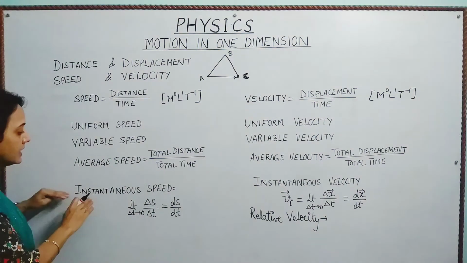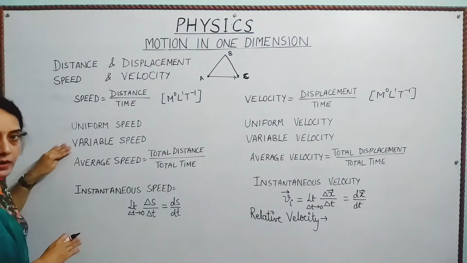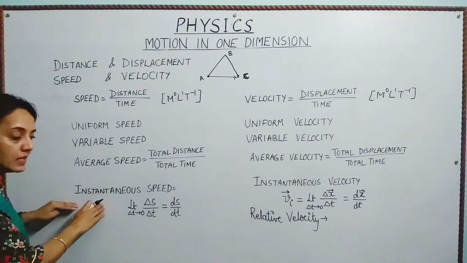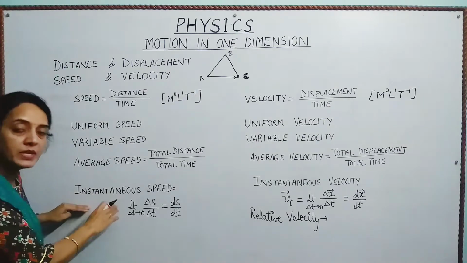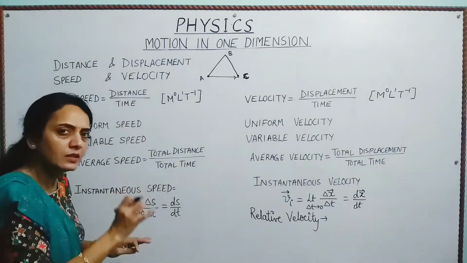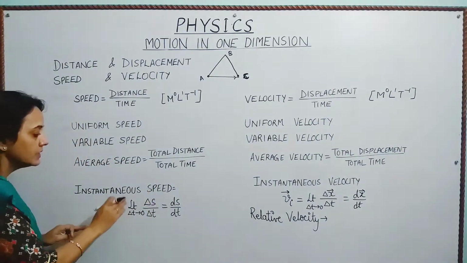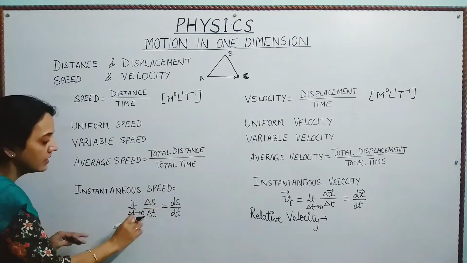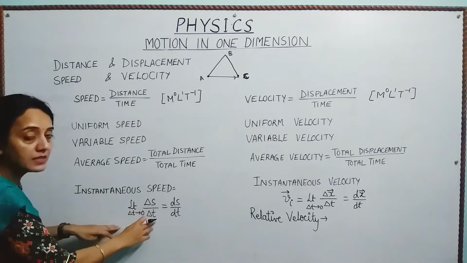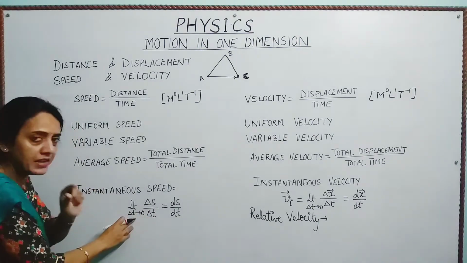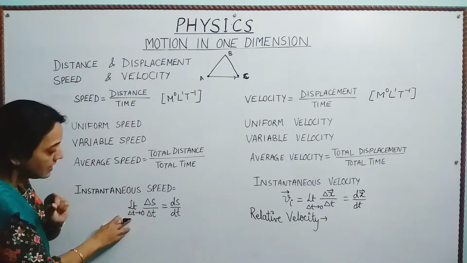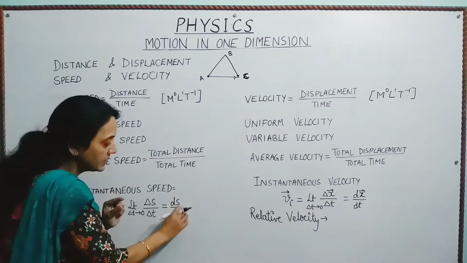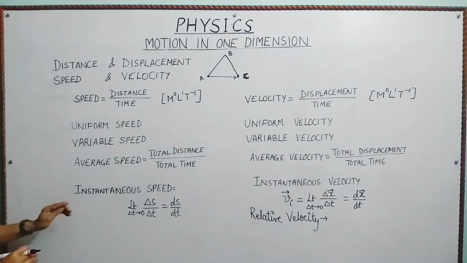Instantaneous speed is obtained whenever a body is moving with variable speed. Instantaneous, as the name suggests, is the speed of the body at a particular instant of time. Mathematically we write it as change in distance divided by change in time, where the time interval is very small, that is, the limit as delta t tends to 0, and we represent it by ds upon dt.